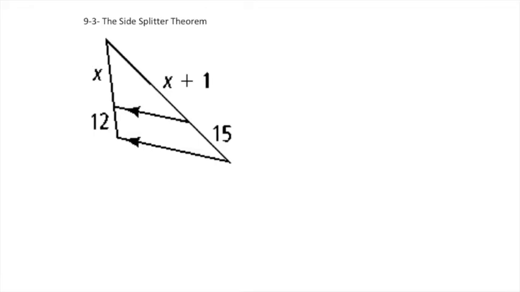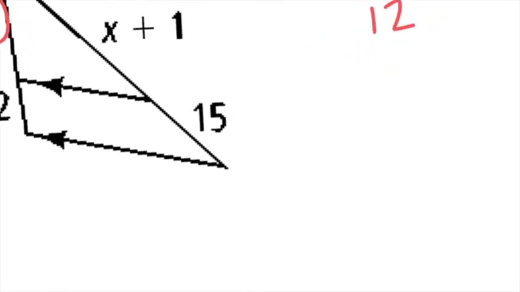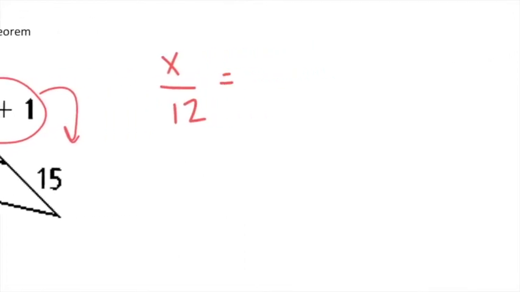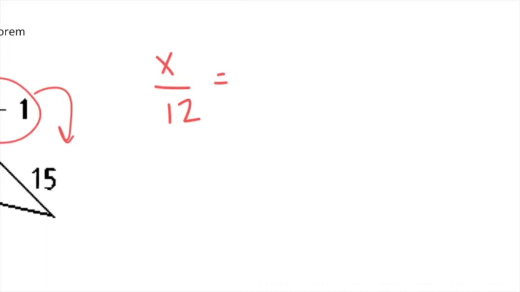All I'm going to do is do x over 12 equals, I'm going to zoom in, x plus 1 over 15. You now know what to do. I cross multiply and I solve for x.